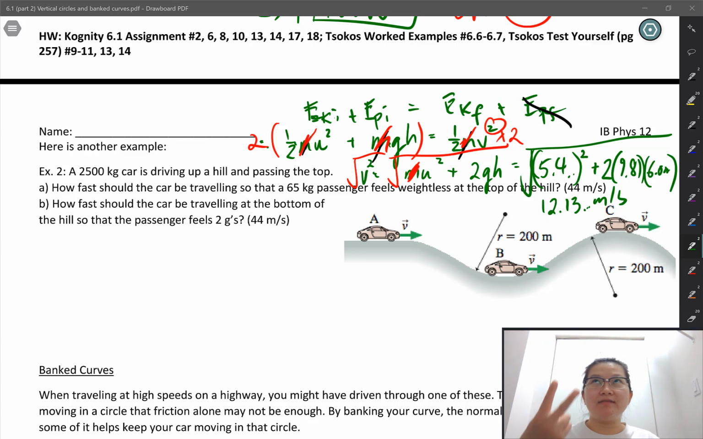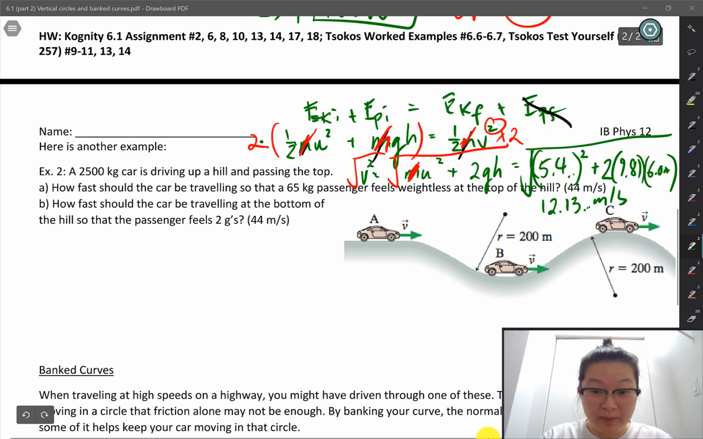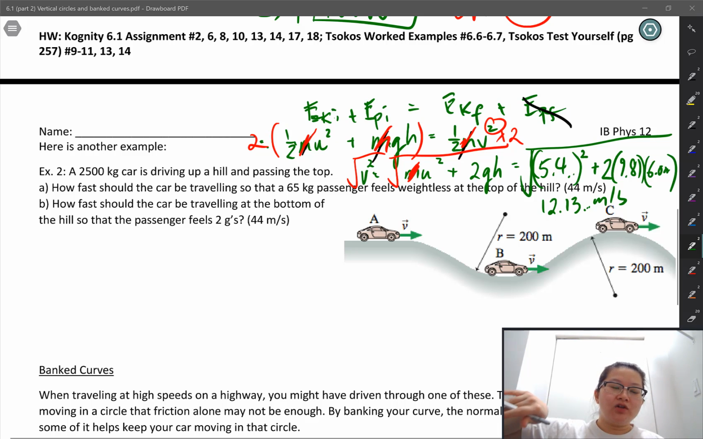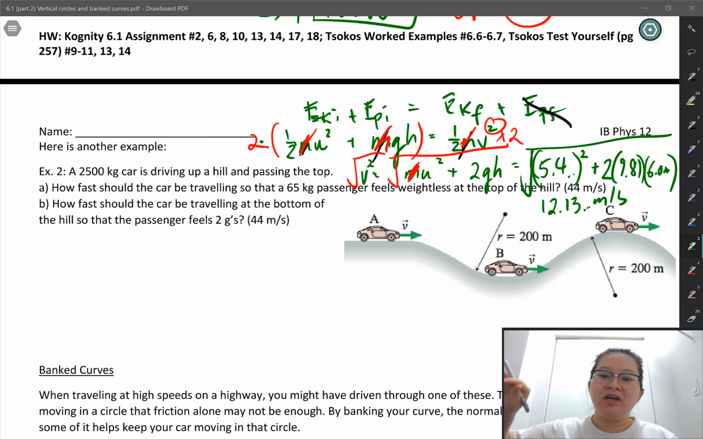This is example 2 in 6.1 part 2, vertical circles. In this example, we have a car driving up and down a hill in which the curvature is roughly in the shape of a circle, so we get a bit of a circular motion effect, so a little bit of centripetal acceleration depending on which part of the circle you are talking about.